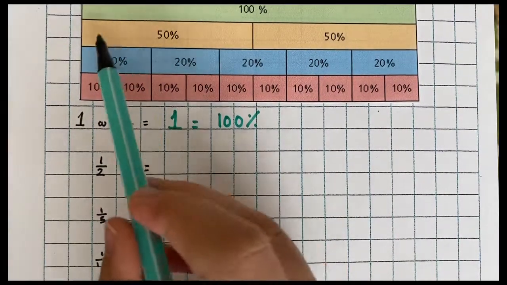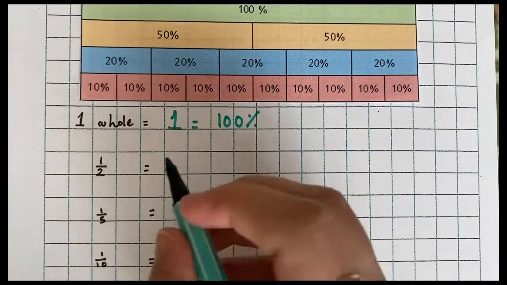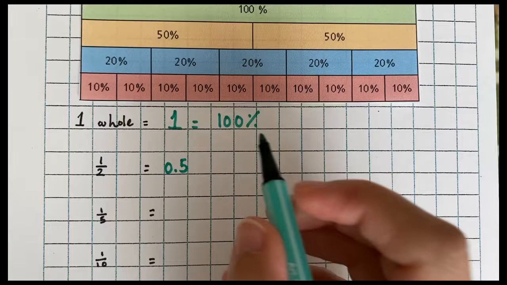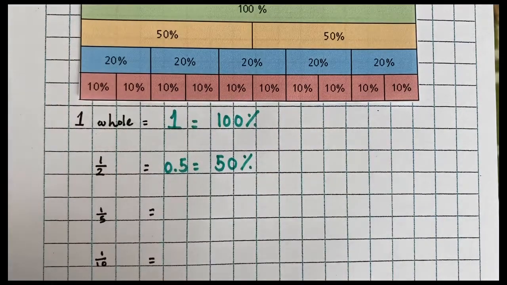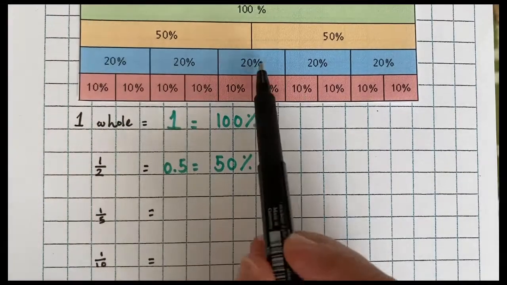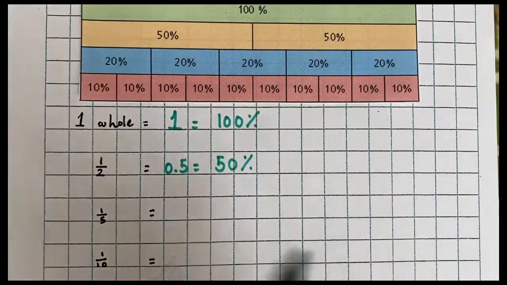What about 1/2? 1/2 is 1 out of 2. So let's look at the bars where there are 2 equal parts, and that's the 50%, which is equal to 0.5. What about the 1/5? So 5 equal parts. If there are 5 equal parts, 1 will be 20%.